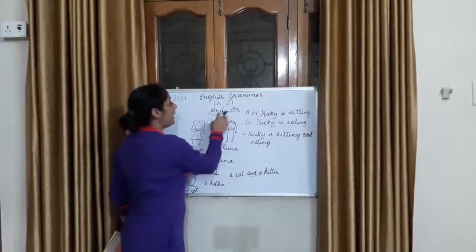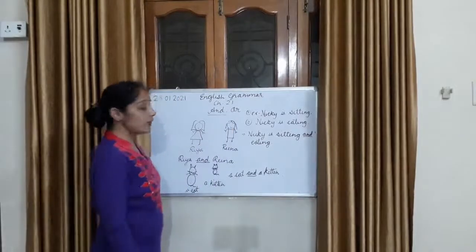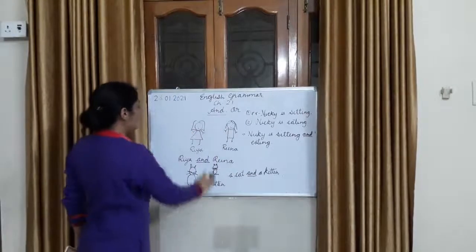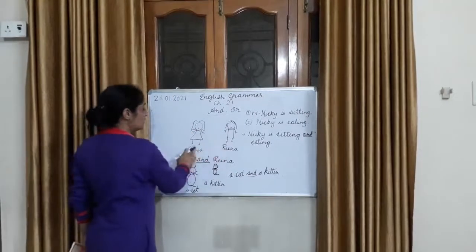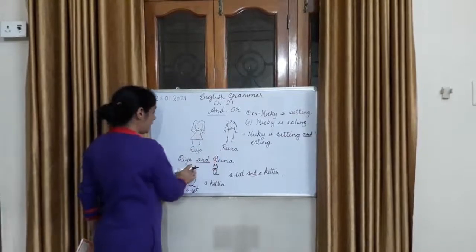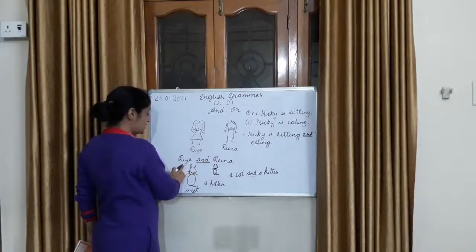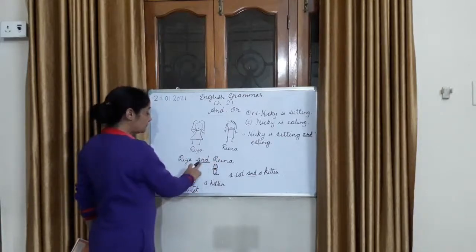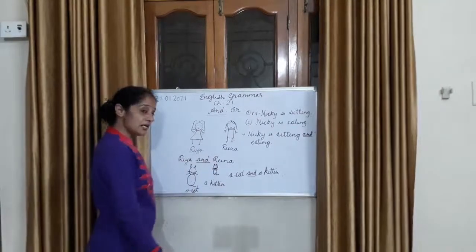Chapter 21, and or. Today we will learn the use of and. Children, look at these pictures. Ria, Reena. We can write their names like this: Ria and Reena. So and means, Ria or Reena, Ria and Reena.